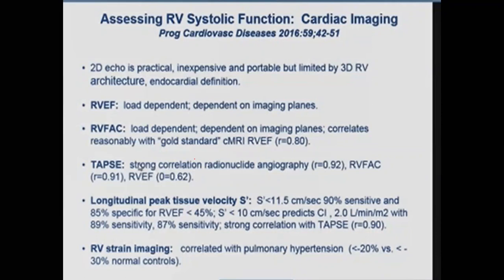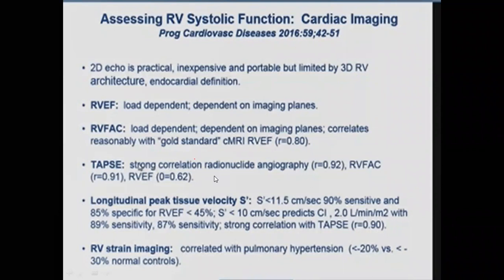And the problem with TAPSE is, TAPSE means tricuspid annular plane systolic excursion. We say that longitudinal fiber motion is one of the major contractions. So TAPSE assesses the longitudinal movement of the tricuspid annulus. The normal value is greater than 17. So it can somehow show the RV function, especially if the septum is normal.